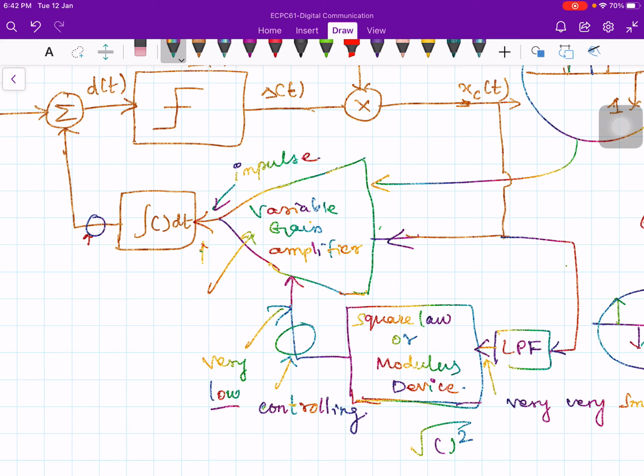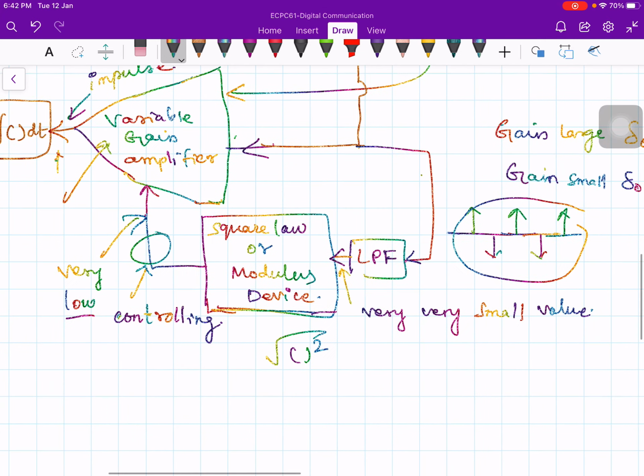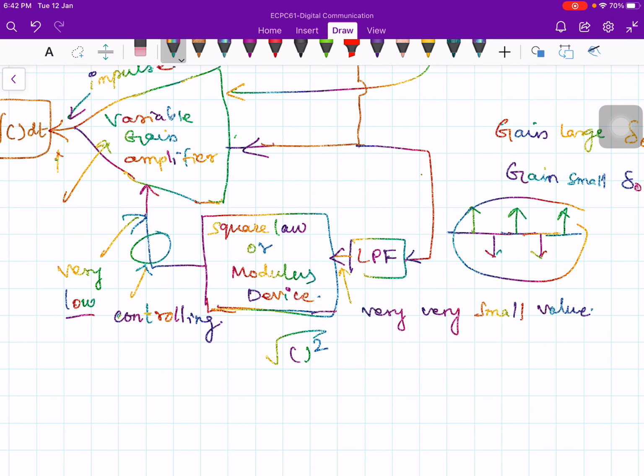Now, generally at the output it is looking at 4 or 5 or 6 impulses, and you are looking at the average value. Here this low pass filter will look at 4 or 5 or 6 impulses which are alternately changing. Therefore, the output of the low pass filter will be very, very small, and the output of the modulus device is also less, and that is nothing but the gain controlling voltage. If the controlling voltage is less, the gain also reduces and the step size is reduced.